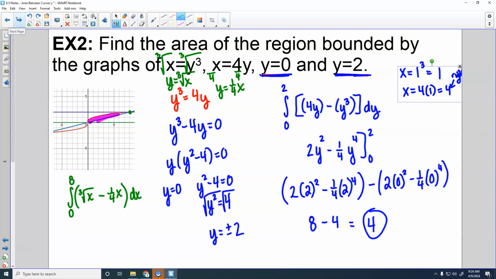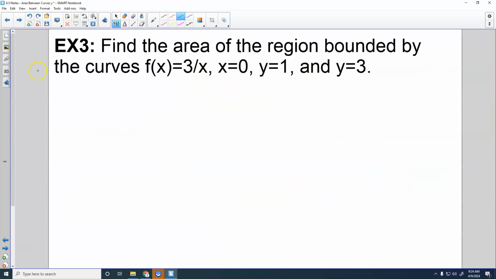Some problems can't really be done that way because they can't. The one we just did can't be done both ways very easily anyway. This one could be done fairly easily either way.